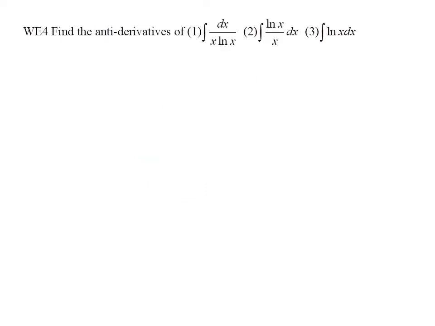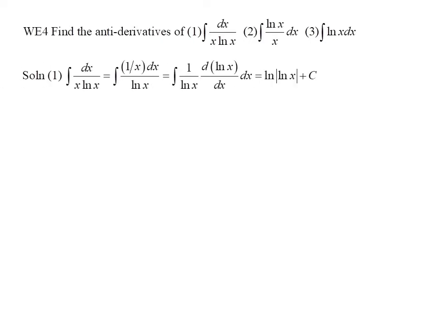Example 4 is to determine 3 logarithmic function related antiderivatives. As for the first one, since the antiderivative can be written as the integral of 1 over x ln of x dx, it is written as the integral of 1 over ln of x d(ln of x), which equals ln of the modulus of ln of x plus c.